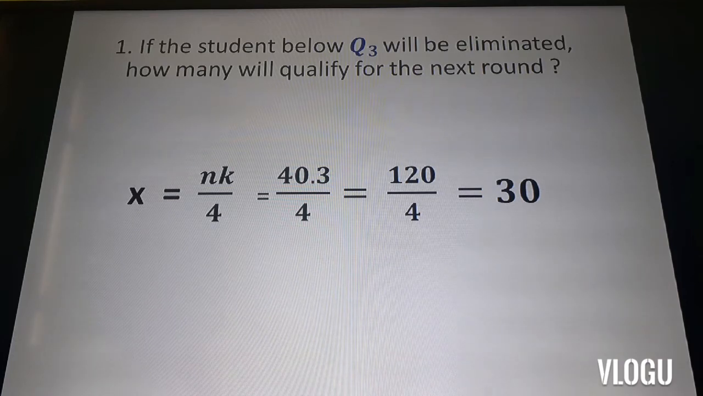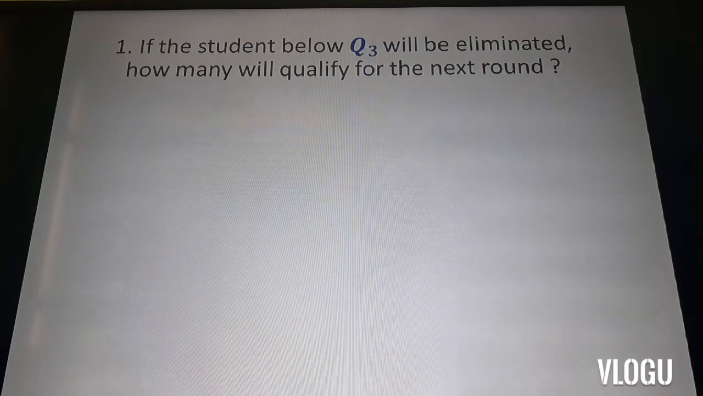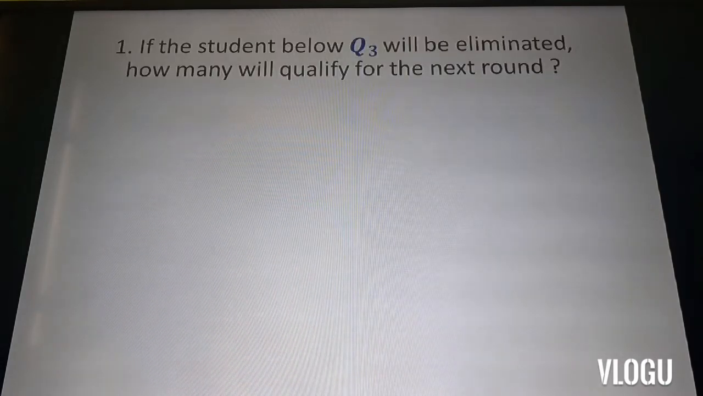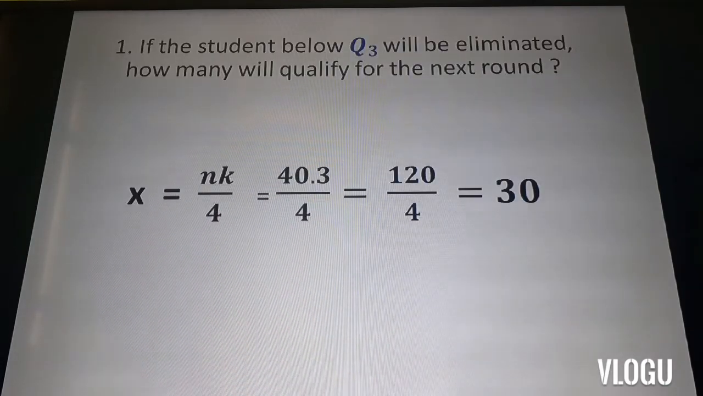So we have our number of students, which is 40. Then we have our position, which is quartile 3. And of course, we have to divide this by 4. So we simply multiply 40 times 3, that is equal to 120. And 120 divided by 4 is equal to 30.